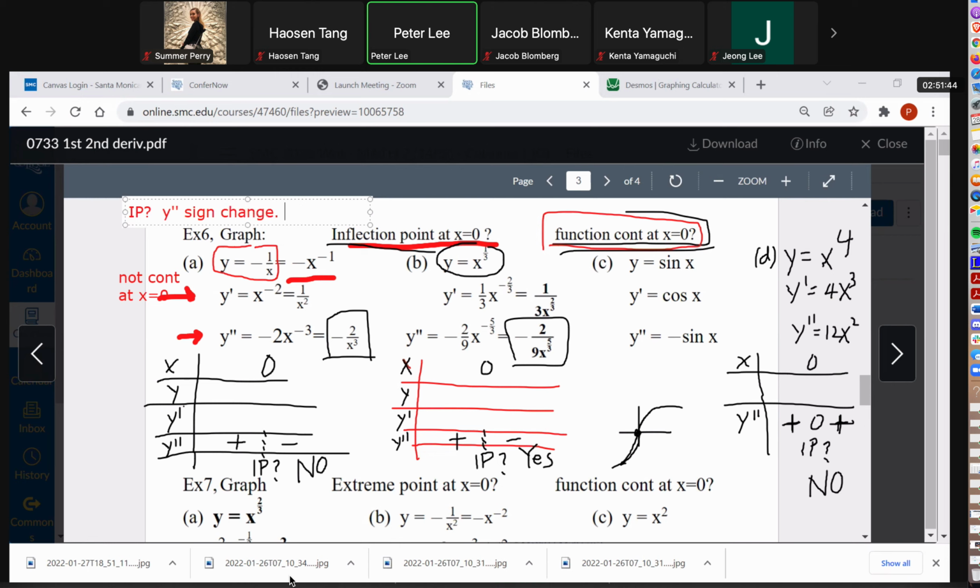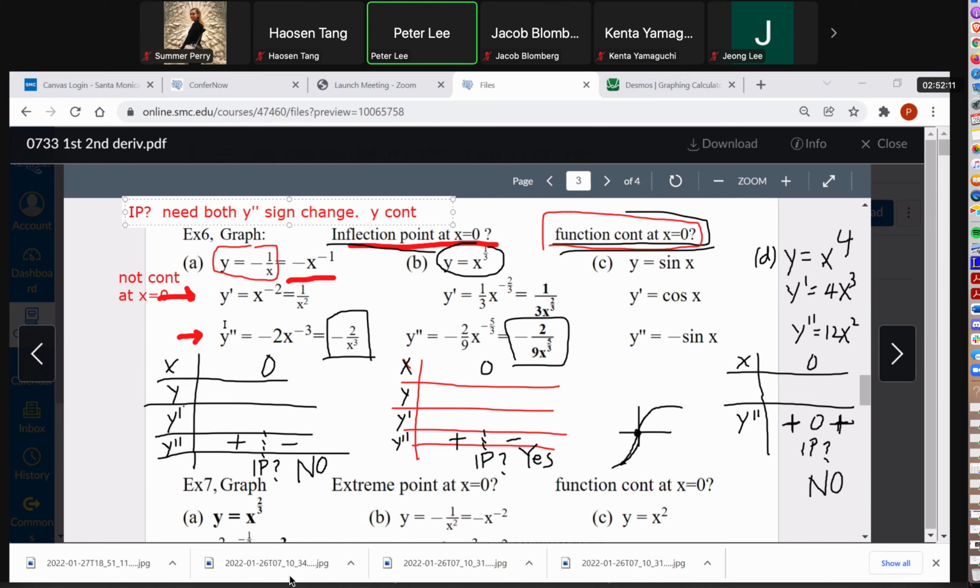We need this, and we need what? We need the continuity. Is y continuous? So these are the two things we need. We need both this and that. If you have those two satisfied, then that means we have an inflection point. That's what we have. Okay?